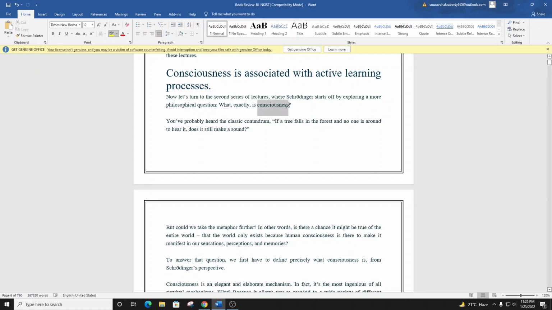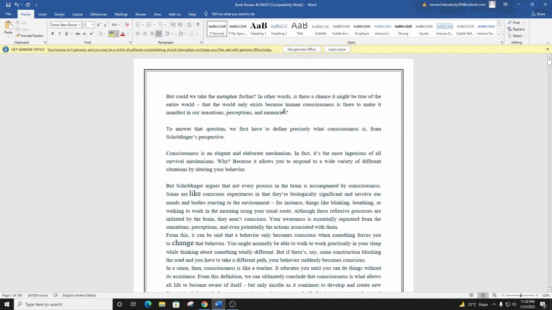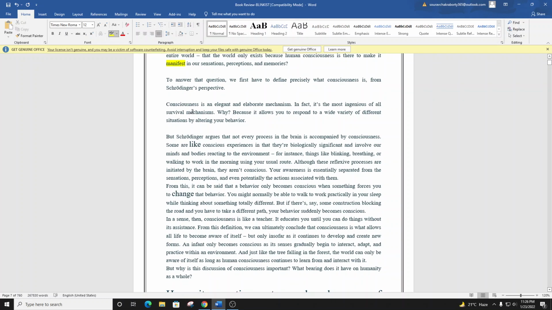You've probably heard the classic conundrum, if a tree falls in the forest and no one is around to hear it, does it still make a sound? But could we take the metaphor further? In other words, is there a chance it might be true of the entire world? That the world only exists because human consciousness is there to make it manifest in our sensations, perceptions, and memories? To answer that question, we first have to define precisely what consciousness is from Schrödinger's perspective.